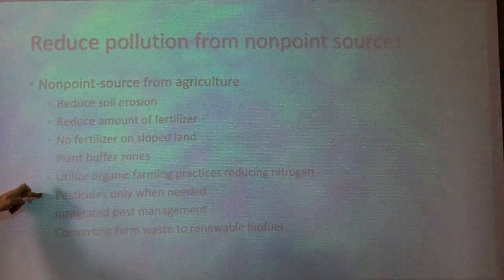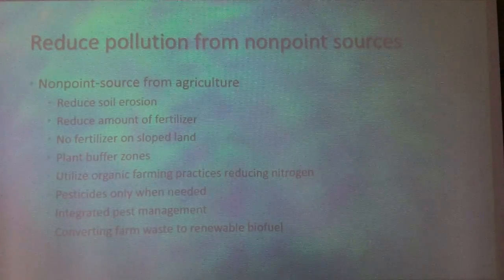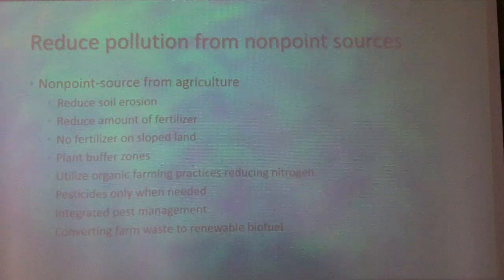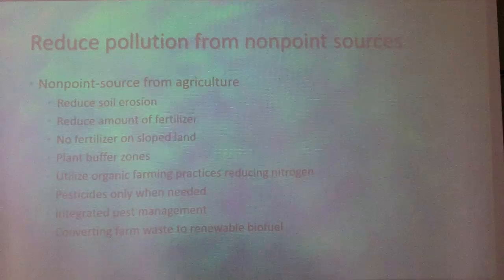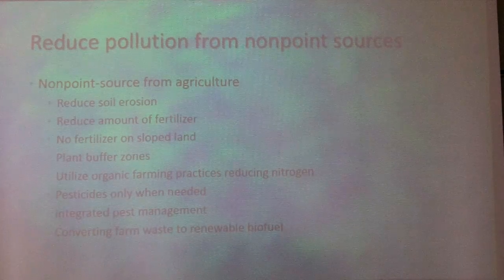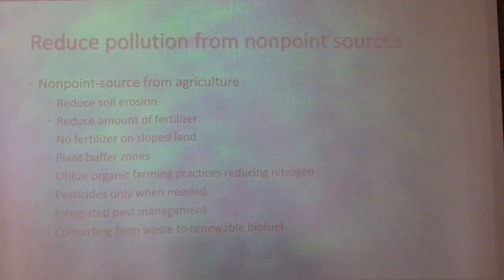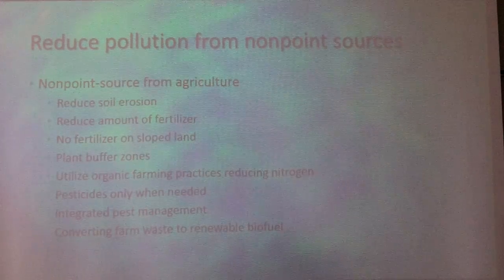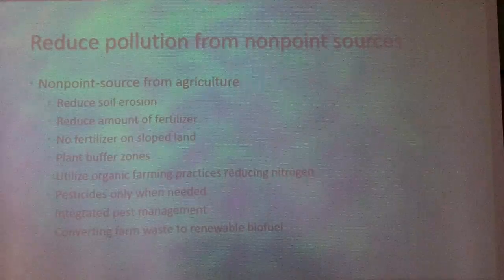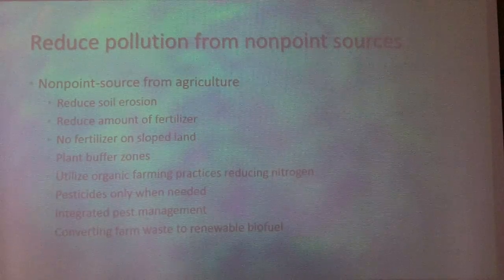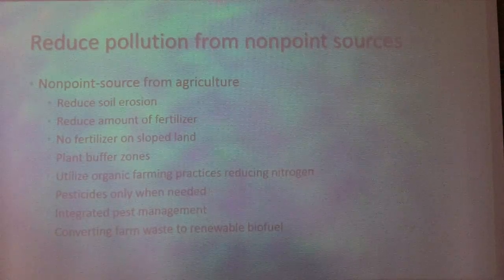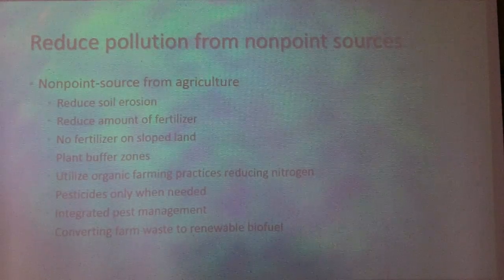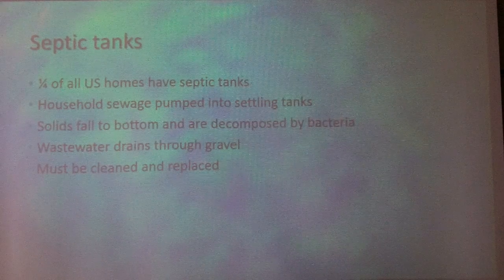Organic farming, use pesticides only when needed. Use an integrated pest management approach where you rely on other things aside from just chemicals. Maybe hand picking if you have a small farm. Biological controls, using one organism to control another. Let's see, converting farm waste to renewable biofuel. I think we had an FRQ, right, that dealt with turning the poop from the cows into methane, the methane digester, to produce methane.